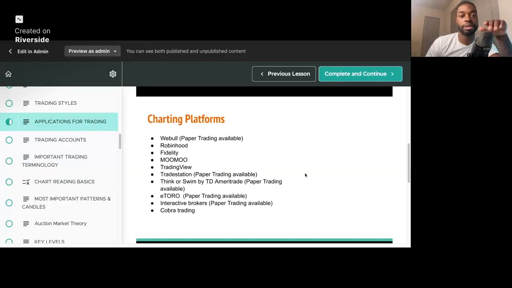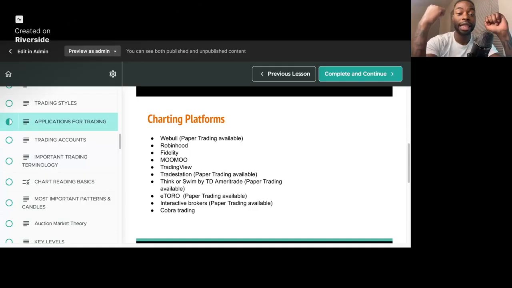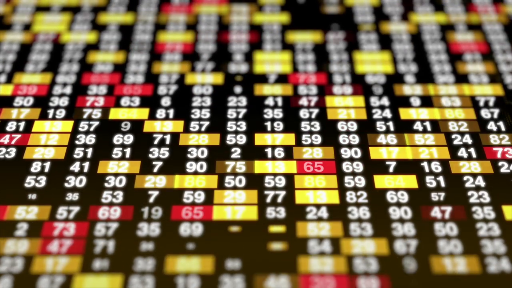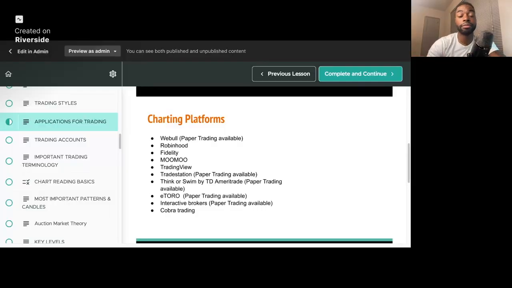Charting platforms. So what are some charting platforms? These are places where you can actually see an actual chart. So your bar charts and then your line charts. So things that show the movement or depict the actual visuals of price action. The different charting platforms are listed.